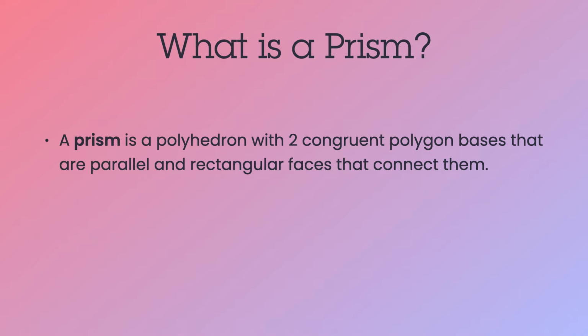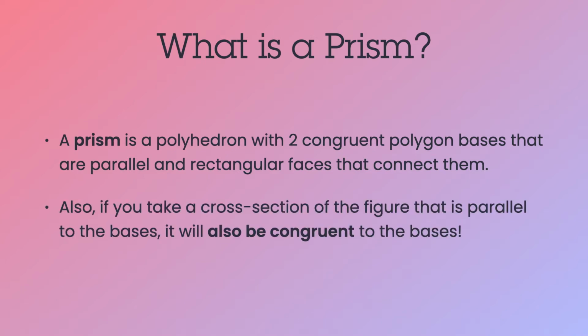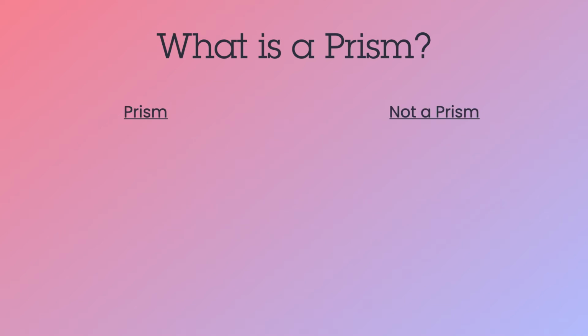Well, a prism is a polyhedron with two congruent polygon bases that are parallel, and then rectangular faces that connect them. Another quality that prisms have is that if you take a cross section of the figure, it's basically a slice through the middle, but if that slice is parallel to the bases, it will also be congruent to the bases. So let's look at some examples.